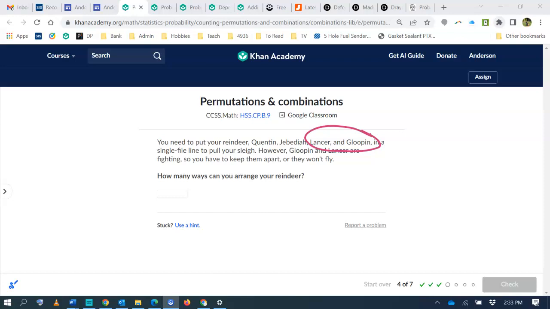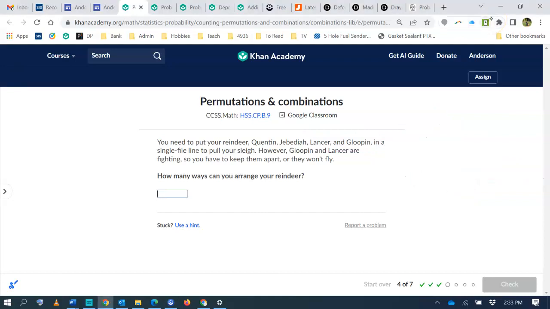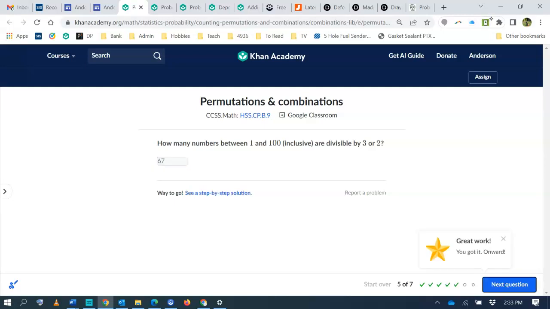So we get 3 factorial. Sorry, no, it's 3P3, which is equal to 3 factorial over 0 factorial, which is really 3 factorial, which is 6. And then we're going to double that, so we get 12. We just did this one: divisible by 3 or 2. What do we get? 67. They did the same number again.